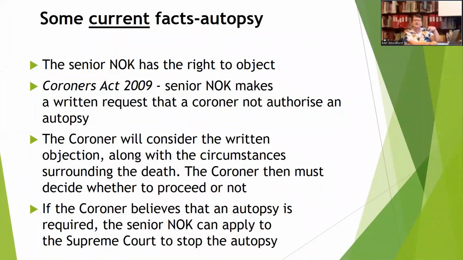Just some other facts. The senior next of kin does have the right to object, but they have to make a written request that a coroner not authorise an autopsy. The coroner will consider the objection along with the circumstances, but then it's up to the coroner to decide whether to proceed or not. And if the coroner believes that an autopsy is required, the senior next of kin can apply to the Supreme Court. But I couldn't get any information about how often somebody would take it that far to the Supreme Court.